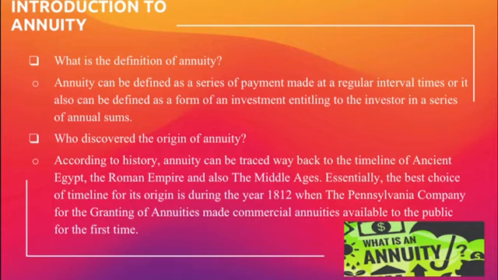According to history, annuity can be traced way back to the timelines of ancient Egypt, the Roman Empire, and also the Middle Ages. Essentially, the best choice of timeline for its origin is the year 1812, when the Pennsylvania Company for the Granting of Annuities made commercial annuities available to the public for the first time.